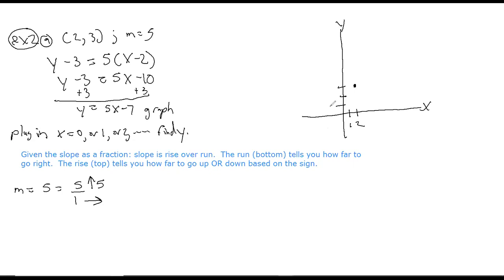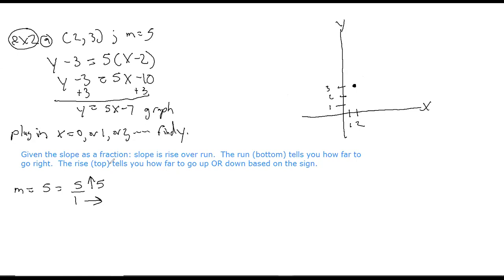1, 2, 1, 2, 3. So there's the first point. That point was given to us. And if you don't trust that that point's on the line, if you plug in x equals 2 here, 5 times 2 is going to be 10. 10 minus 7 is 3. So that point is valid.